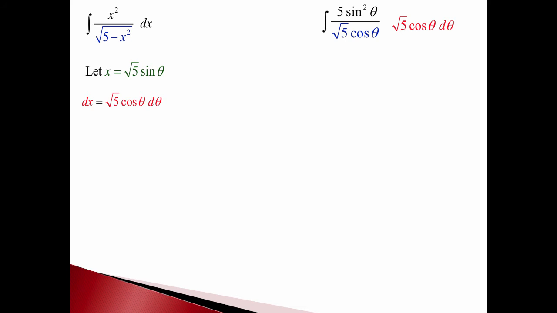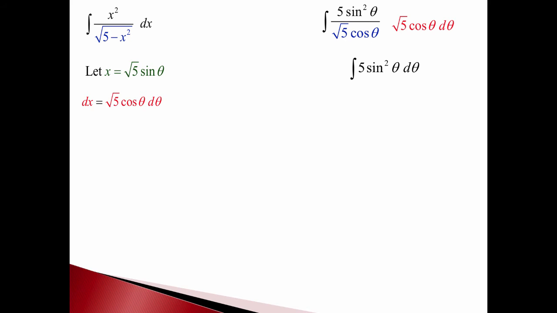And wow, this is really cool because stuff is canceling. The square root of 5's cancel, the cosines cancel, and I'm left with just 5 sine squared theta d theta. That's great because that's an integral we know how to do. Again, the goal of all this is to start with a square root we didn't know how to deal with. This one was not susceptible to substitution. There was nothing nice that I could have done with this original square root.